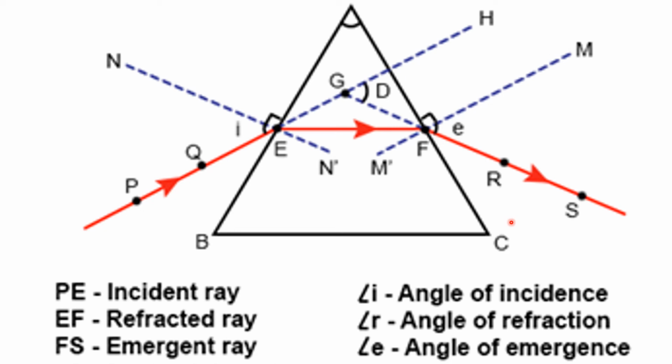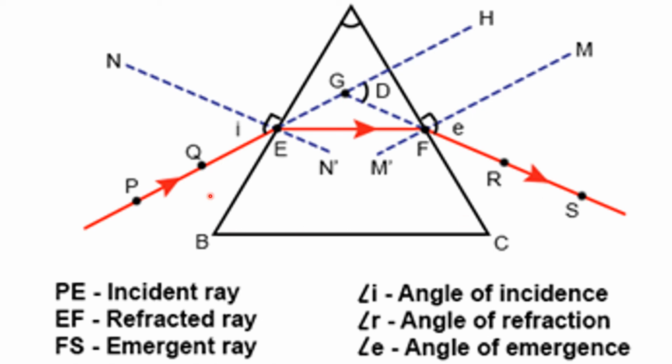This ray is not parallel to the incident ray. If you extend this ray in the backward direction, you can see that this is not parallel. This is the incident ray, and if you extend it in the forward direction, you can see that these two, incident ray and the emergent ray, are not parallel to each other, but it is deviated by the prism from its original path. As this is the incident ray and this is the emergent ray.